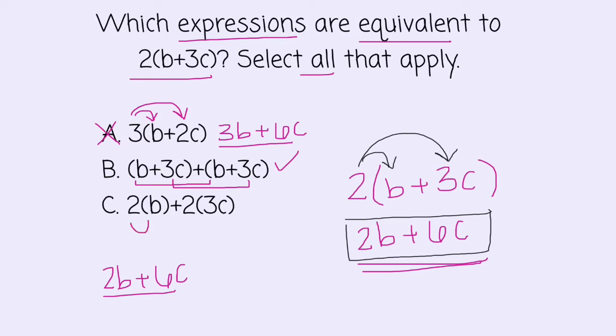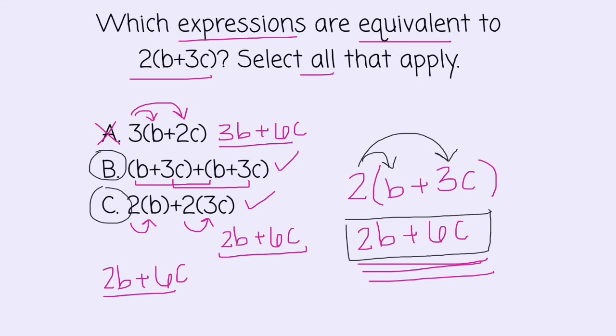Now let's take a look at C, and we're going to do the same thing, distribute the 2 to the b and the 2 to the 3c. So once we distribute, we get 2b plus 6c, which is the same as the expression in our problem. So again, C can also be one of the answers, so our answers are B and C.